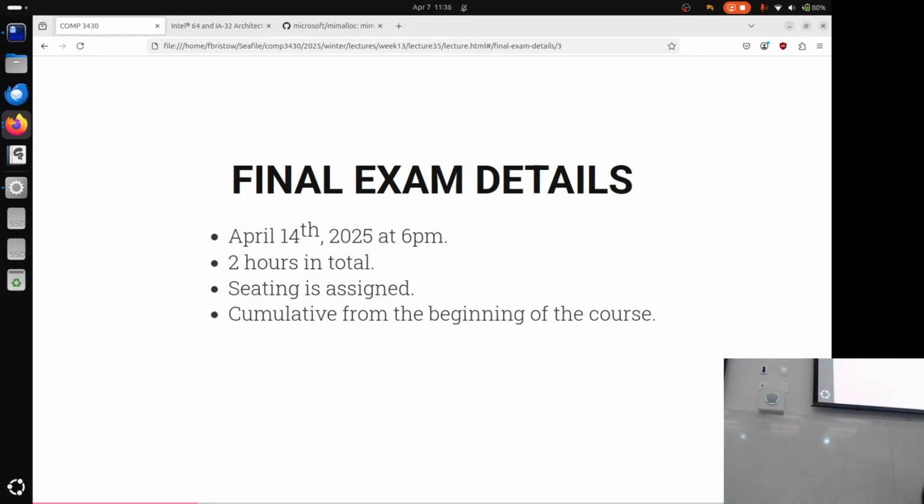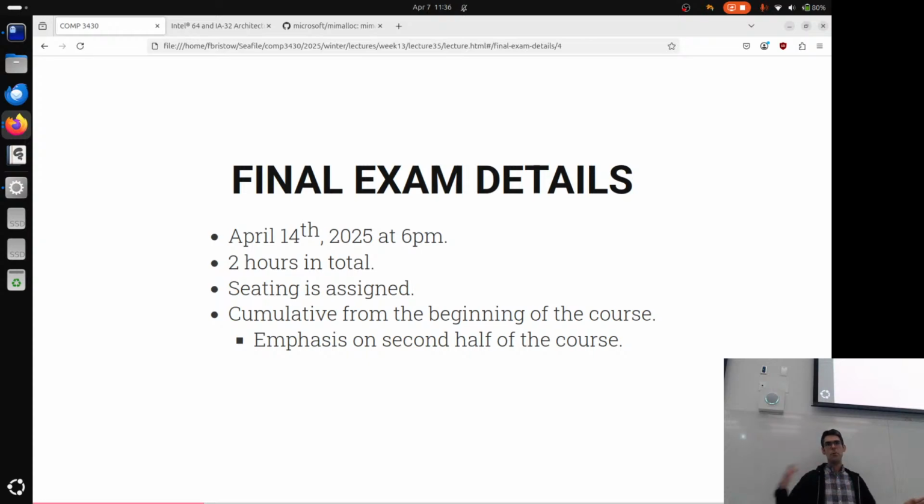The material for the final exam is going to be cumulative from the beginning of the course. This is a final exam, it's a comprehensive exam, and so it's going to have things that go all the way back to the very beginning of the course. However, the emphasis is on the second half of the course. You've already written one term test that deals with a lot of the stuff from the first half of the course, so most of what you're going to see on this final exam will represent the things that we've done in the second half of this course.